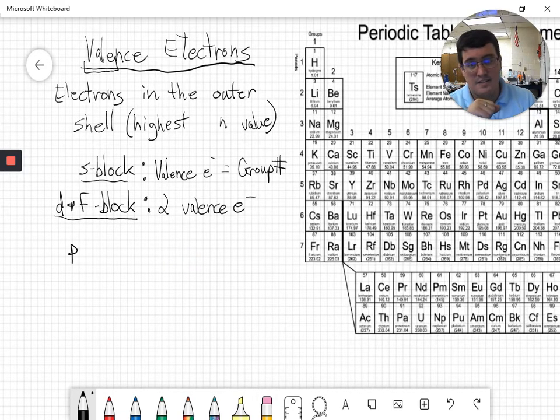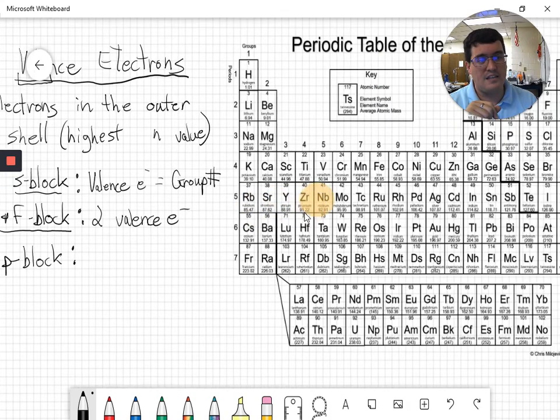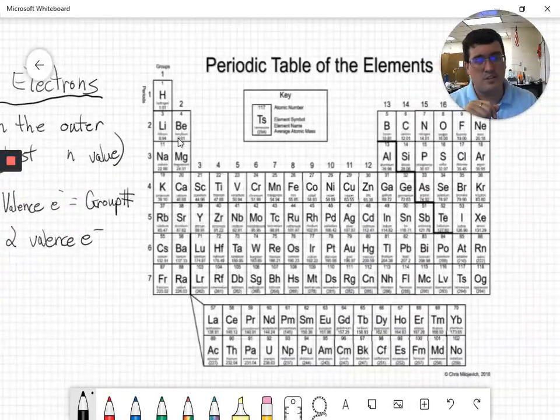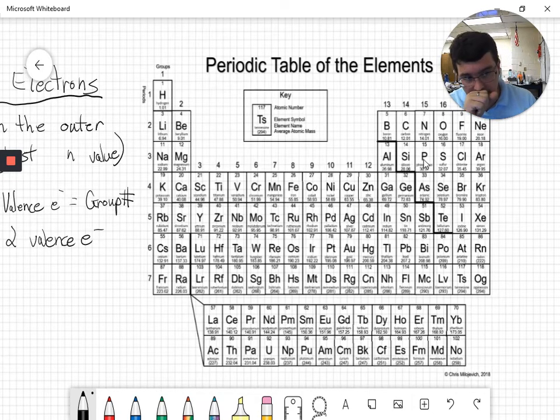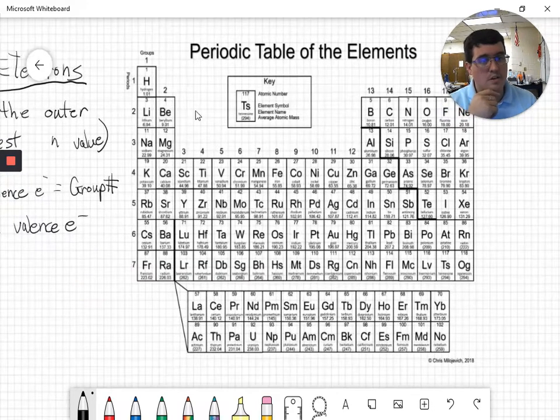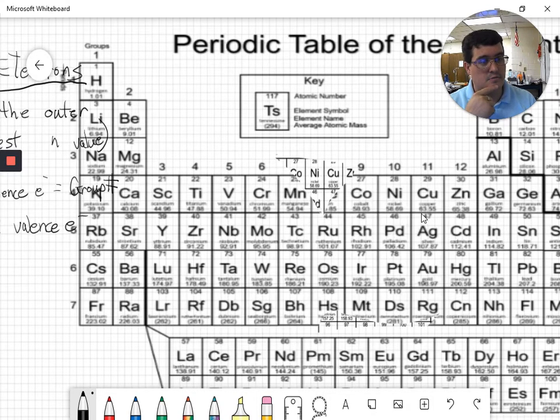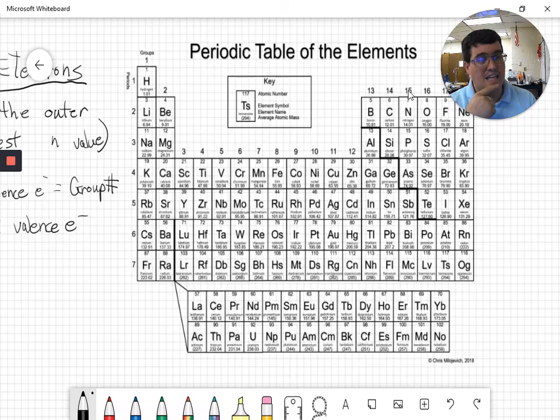Last but not least, definitely not least, in fact, the most complicated is the p block. But it's not very complicated. If you look at carbon, carbon ends, in shortcut, with 2s2 2p2. Antimony ends with 5s2 5p3. So carbon has 4, and it's in group 14. Antimony has 5, 2 plus 3 is 5, and it's in group 15.